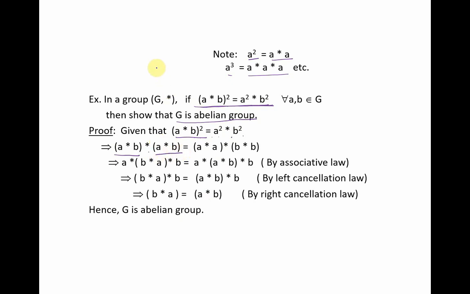Now as this is a group, it is associative, so I can write it as A star B star A star B, and once again, using associativity, as A star A star B star B. Now I can apply the cancellation laws. I can cancel out A, and I can cancel out B by using left and right cancellation laws. So I'll be left with B star A is equal to A star B. Therefore this is an abelian group.